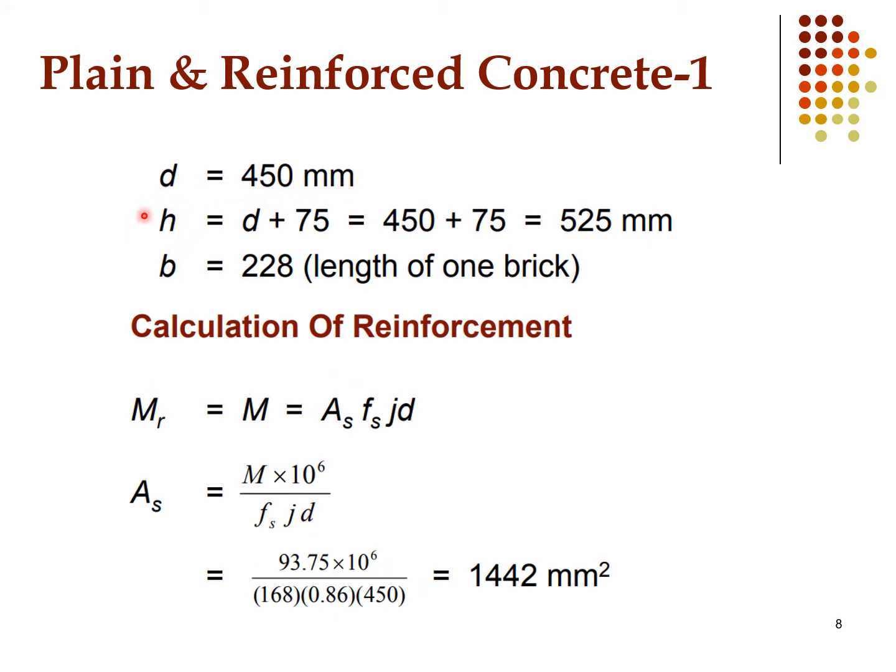If we want to assume H, D plus 75, that 75 is actually concrete cover. So H is equal to 450 plus 75. So we will get the revised H value is 525 millimeter. B, width of beam is equal to 228 millimeter. Now if we want to calculate the area of steel, we know that M is equal to As Fs into J times D. If we know M, Fs, J and D, we can get the area of steel. If we plug this value, required area of steel is 1442 millimeter square.